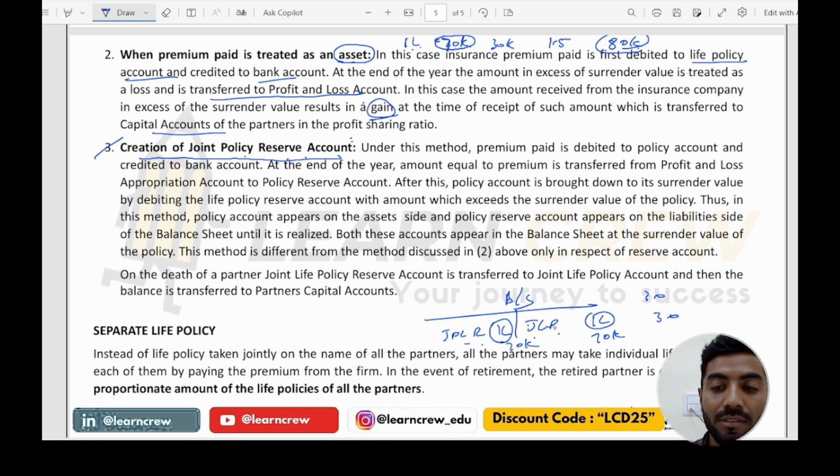Okay, debit this, credit this. Both will be shown at the value of 70K. This is how you record. Under this method, premium paid is debited to the policy account and credited to the bank account.